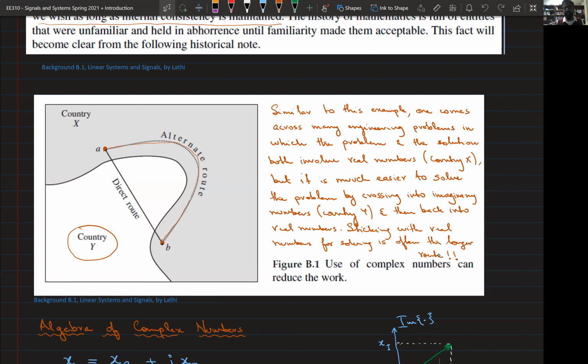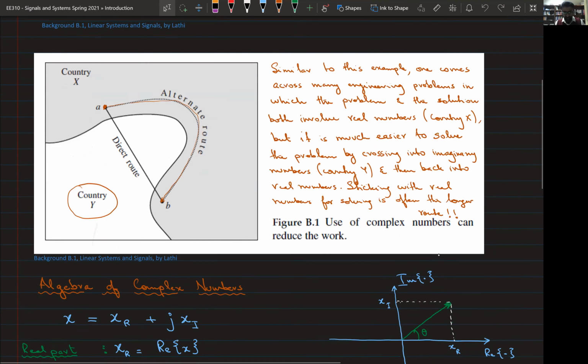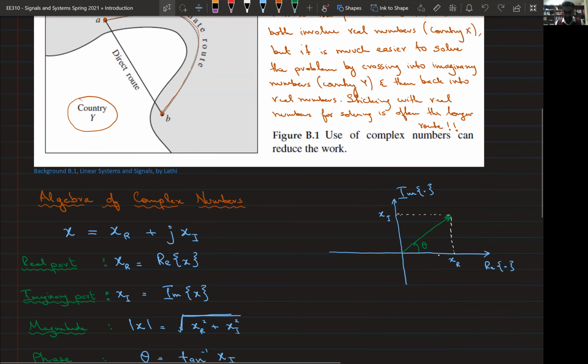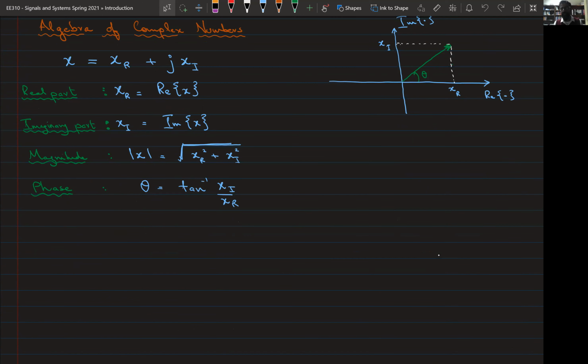It is a longer route compared to if you can have a shortcut through country Y, which is imaginary numbers or complex numbers, that allows you an easier way out of solving exactly the same problem. So that's one of the primary reasons why we like complex numbers so much in engineering applications and in scientific applications as well.